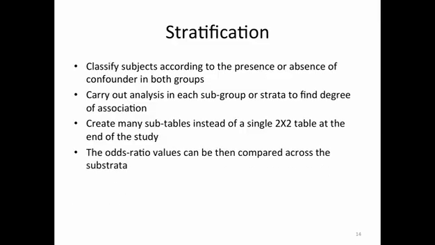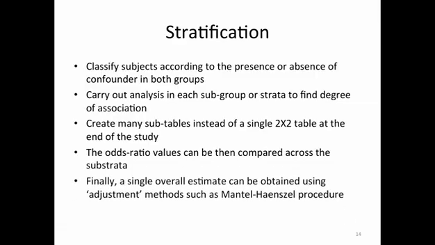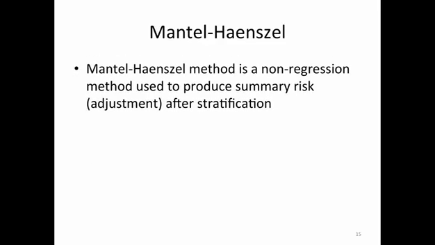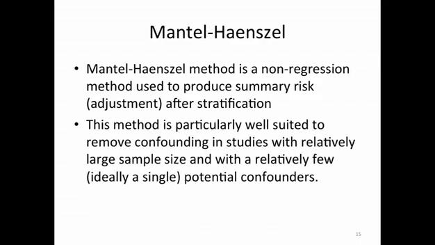If the odds ratios obtained from each substrata are similar, not significantly different, we can conclude that the potential confounder has not affected cause-effect relationship in our sample. Finally, a single overall estimate can then be obtained using adjustment methods such as the Mantel-Haenszel procedure. We will see the details of this procedure in the next slide. Mantel-Haenszel is a statistical procedure which helps to pool the various odds ratios after stratification and derive a weighted summary odds ratio value. It is particularly useful when sample size is large, but there are relatively few potential confounders.